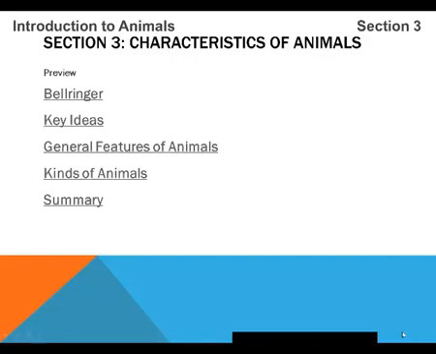Introduction to Animals. This is our classification unit, section 3, characteristics of animals. We're going to go through a bell ringer, and please take that bell ringer and put it inside of your warm-up sheet. We'll then cover some key ideas for this section. We'll then go into general features of animals. So what are some of those characteristics that we see in all animals? We'll look at kinds of animals, and then we'll summarize this section.